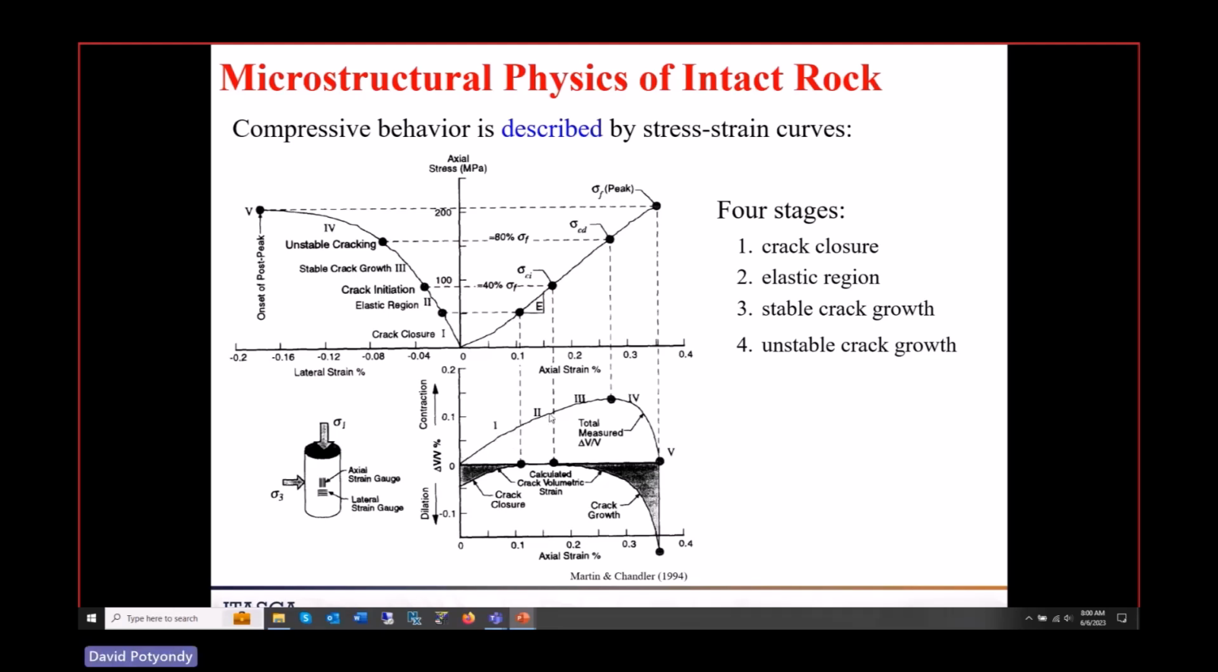Okay. So then we reach this point where we call it crack initiation. And what we see is tensile cracks that form parallel to sigma 1. And these tensile cracks tend to be distributed heterogeneously throughout the specimen. They're not localizing, they're just cracking and then cracking somewhere else and cracking somewhere else.